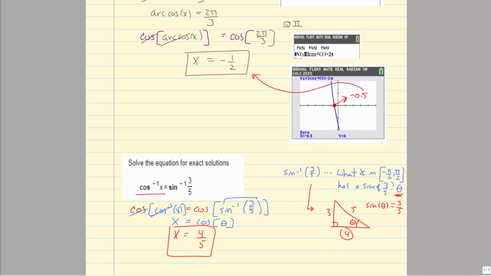These can be a little bit tricky, and every problem is slightly different, but that's one of the strategies that we can use, is to use that idea of taking the cosine or the sine of each side to get x by itself to start solving for one of these equations.